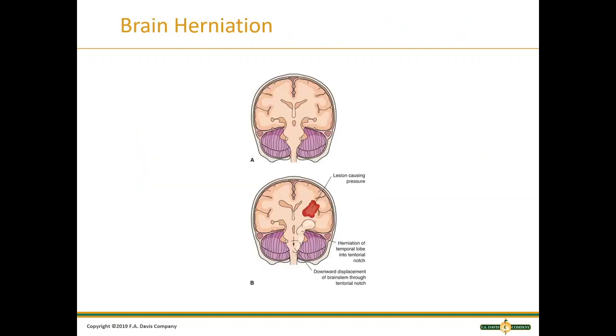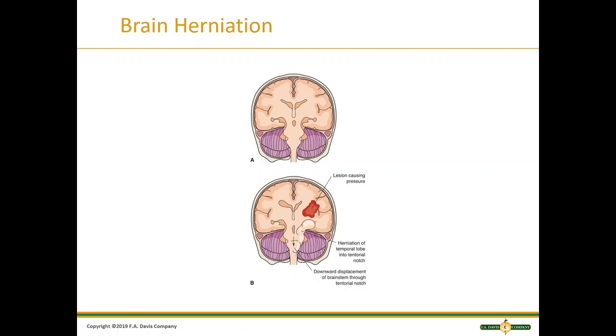identified. Brain herniation, this is what happens. Okay, the lesion causing pressure is here, and there's the herniation. So you see the protrusion? That's a protrusion. Just think of a hernia in the abdomen or in the groin. Downward displacement of the brainstem through the tentorial notch. So you see here what it looks like, it's supposed to look like, and here is what the problem is.